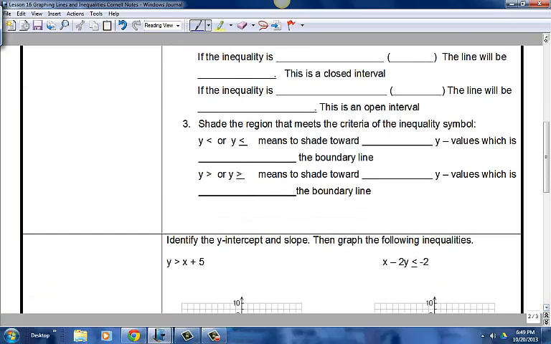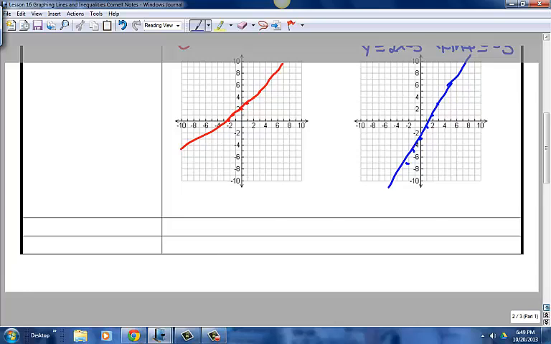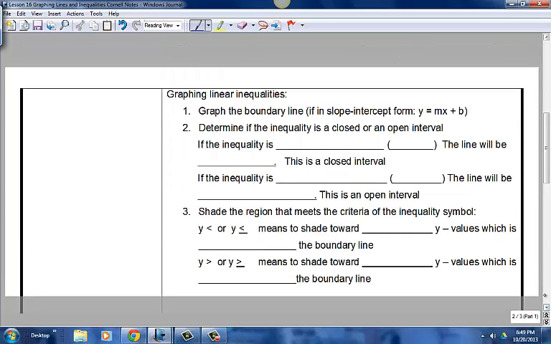So now let's look at graphing inequalities. They're very similar, just a few little changes. First we're going to get our inequality into slope-intercept form. It's the same thing. Remember, y equals mx plus b.